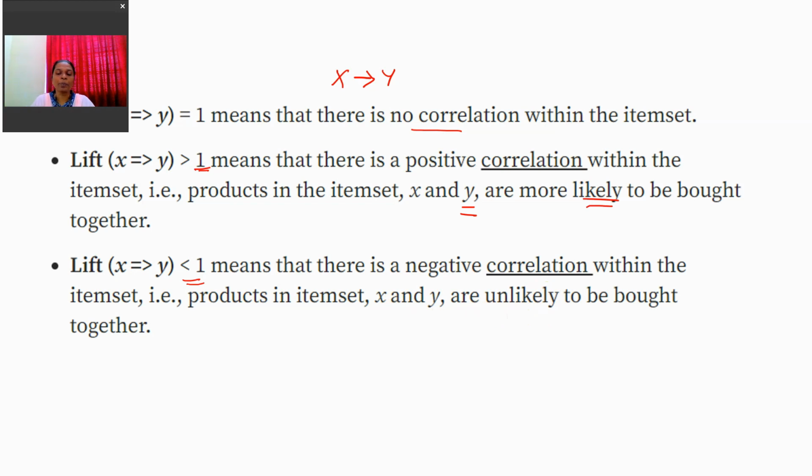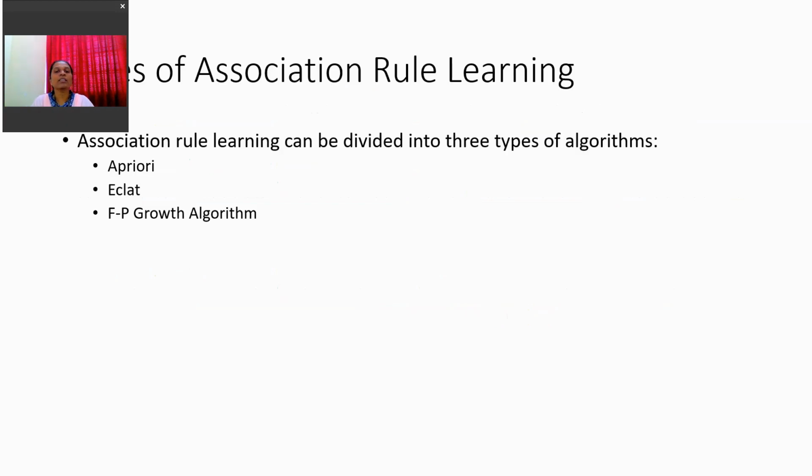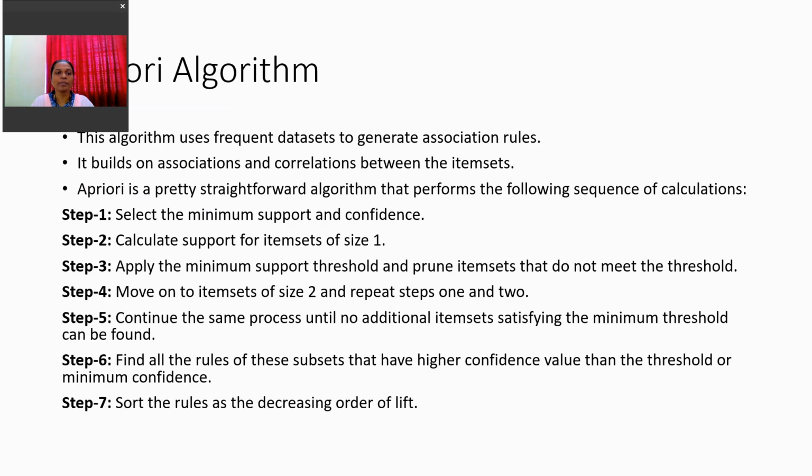To work with association rule learning, there are three types of algorithms available. The first one is Apriori, next is ECLAT, and then the FP-growth algorithm. In this video, we are going to see the Apriori algorithm using a set of input data, and how you can apply this algorithm to develop association rules with the use of support and confidence.